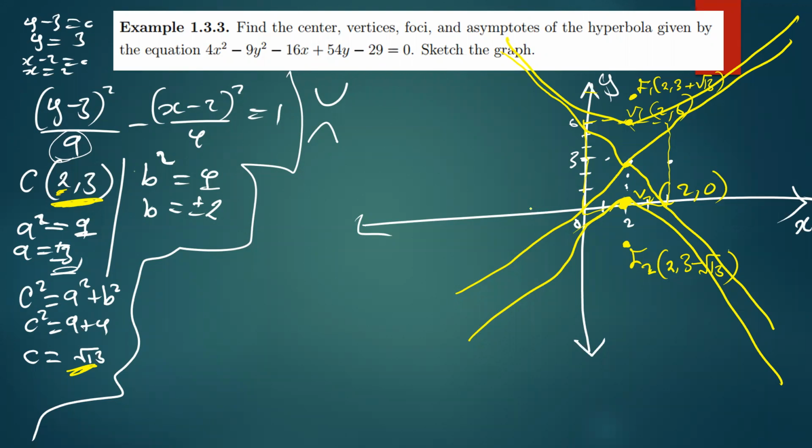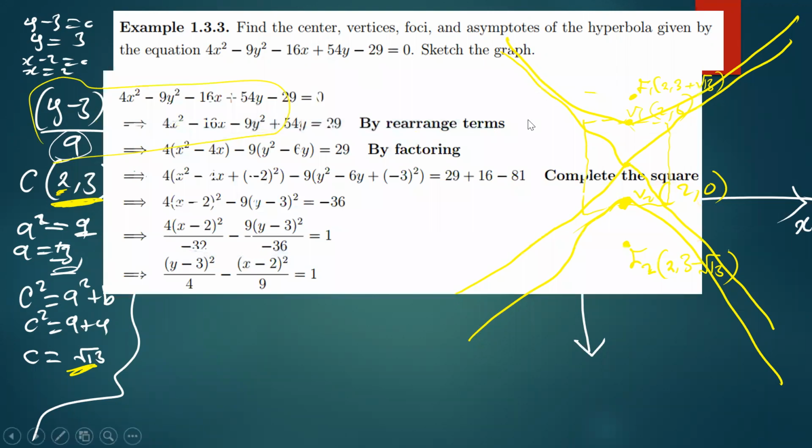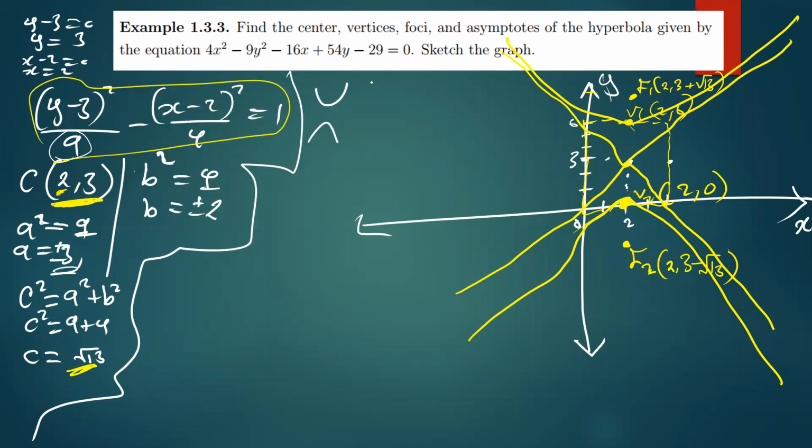Oh, the lines of symmetry. So how do you find the lines of symmetry? Remember what I told you. You can either refer to those equations that I showed you, or you can simply equate the equation that you've been given, in this case this one, to 0. So if you equate this equation to 0, you're going to have (y minus 3) squared over 9 minus (x minus 2) squared over 4.